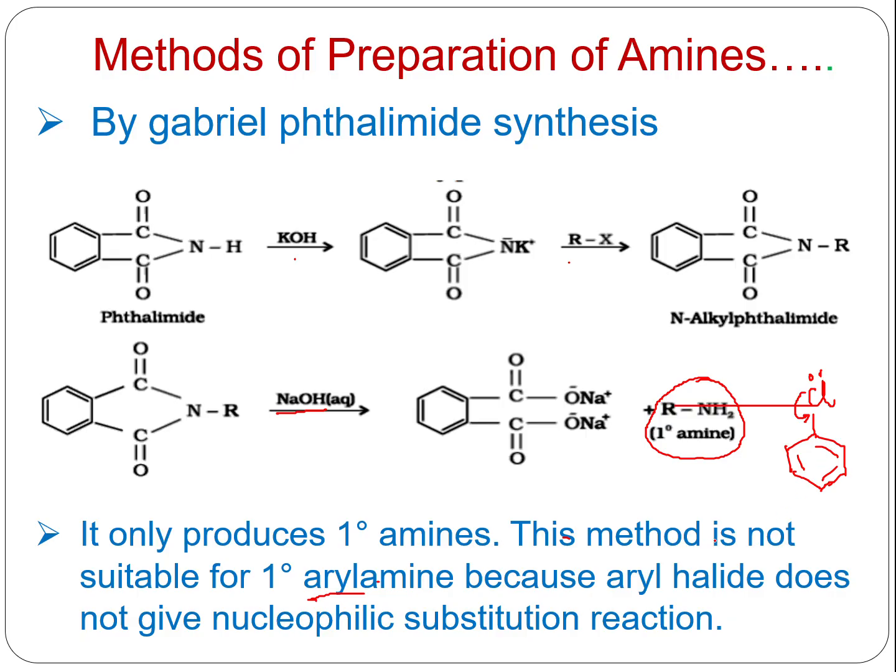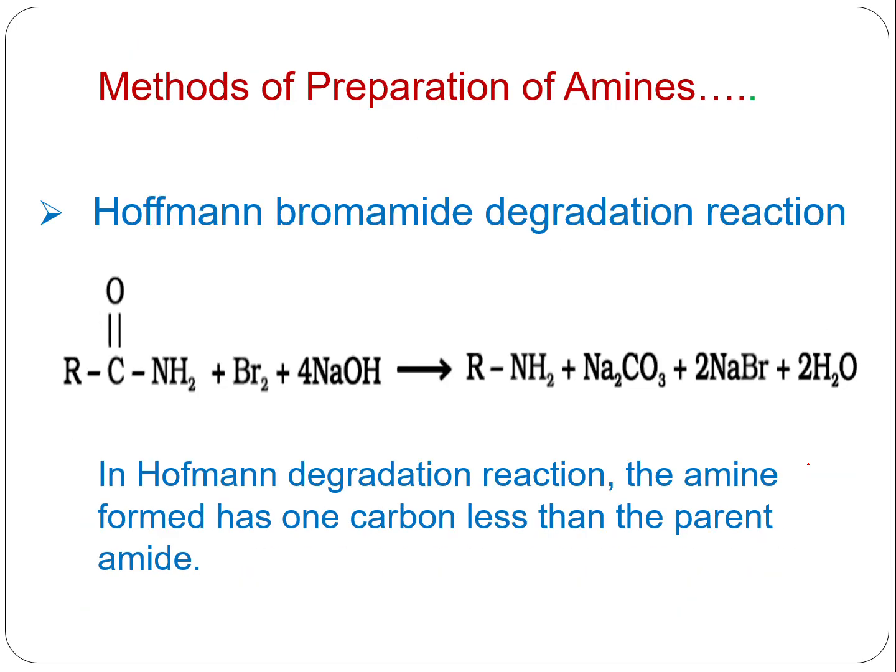So primary aryl amines cannot be prepared because aryl halides do not give nucleophilic substitution. Here because of the partial double bond, it will not undergo nucleophilic substitution. That is the reason it is not able to form primary aryl amines by Gabriel phthalimide synthesis.